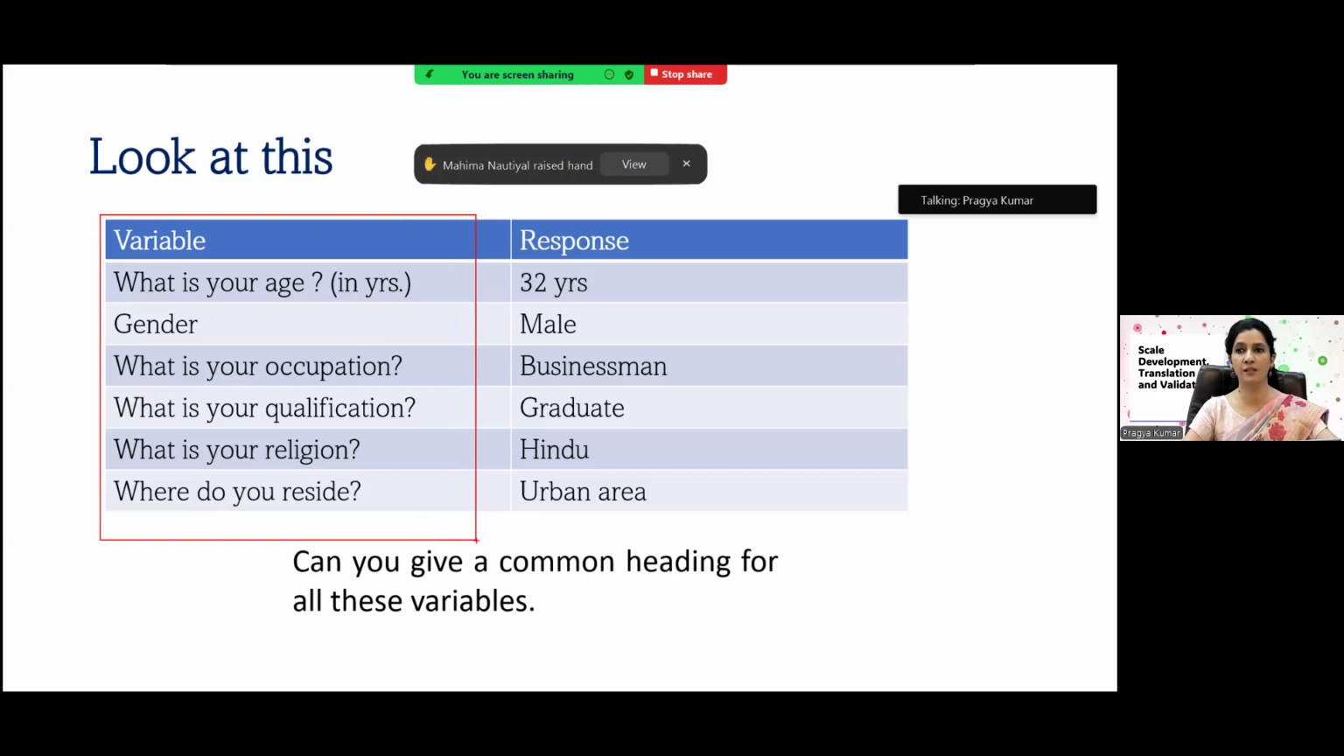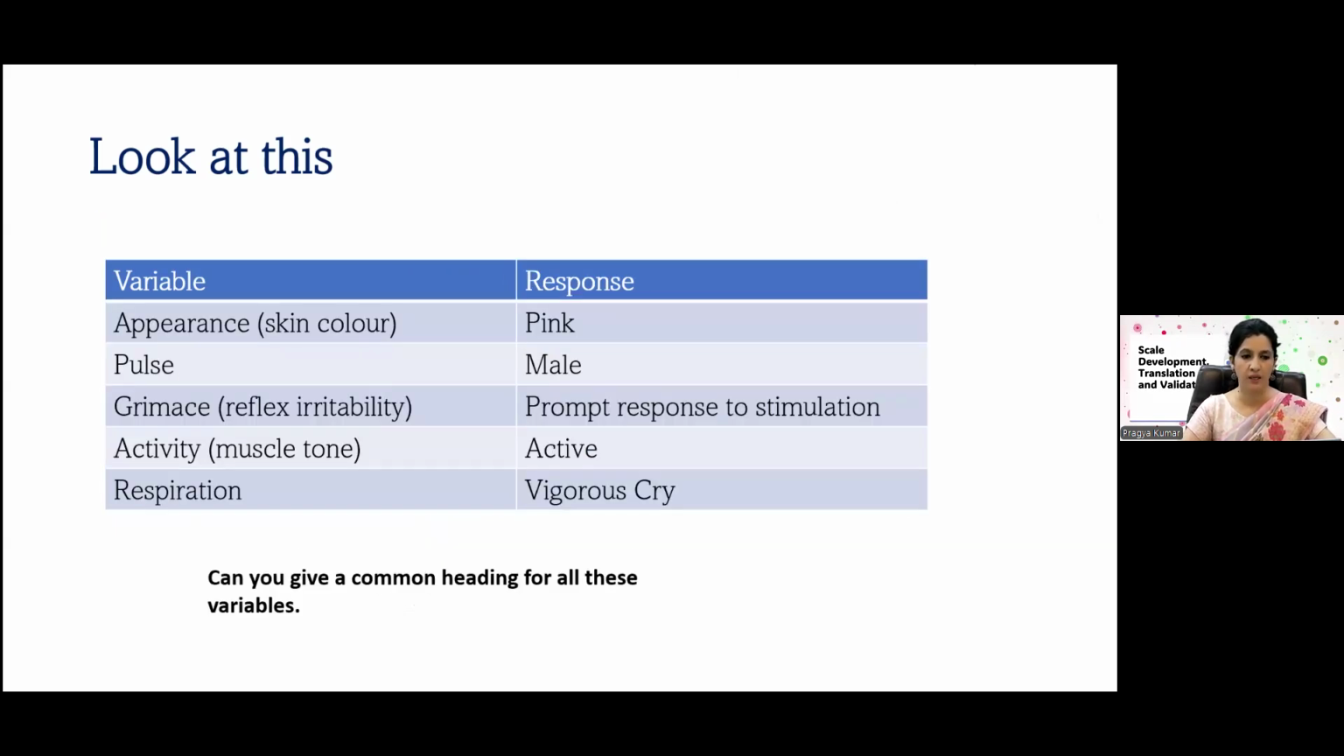Demographic profile, socio-demographic profile. Very right. Now, can you see this? This is again regarding a newborn baby: skin color of the newborn baby, pulse of the baby, grimace, activity or the muscle tone, and respiration. So APGAR, very true.